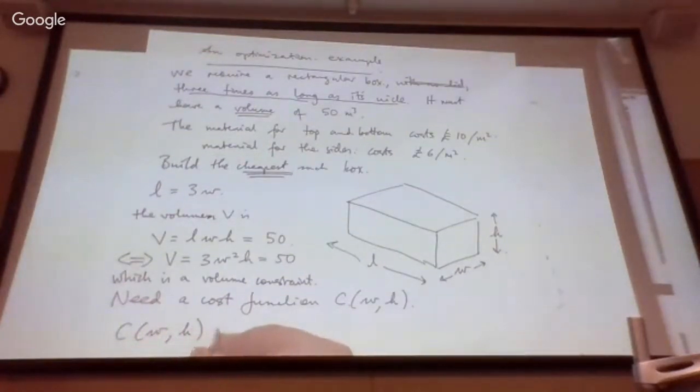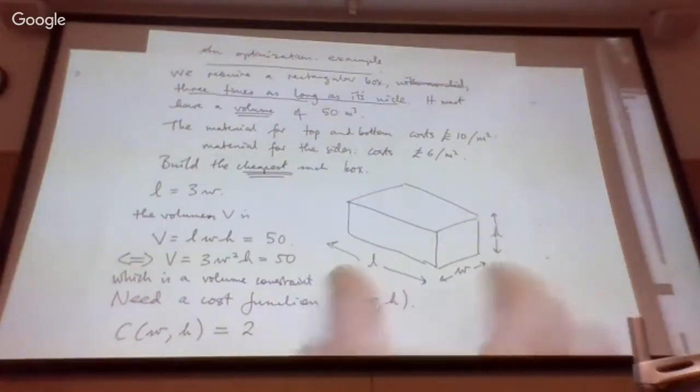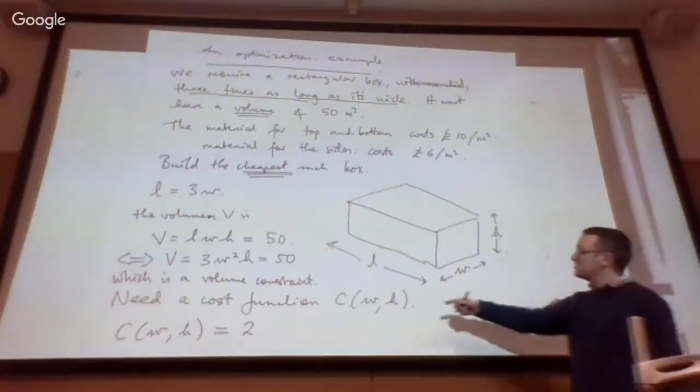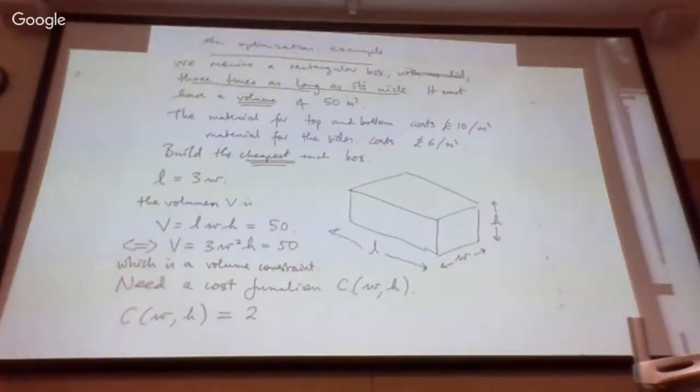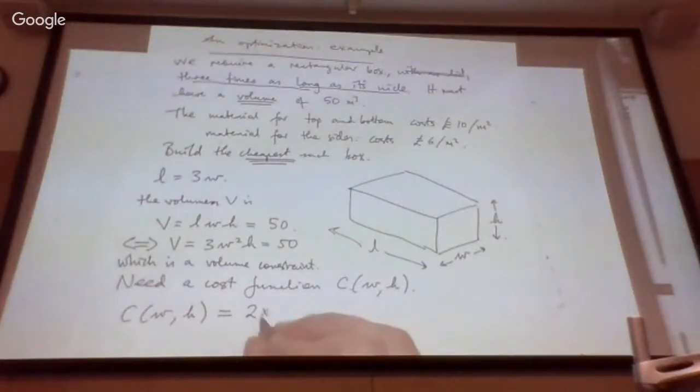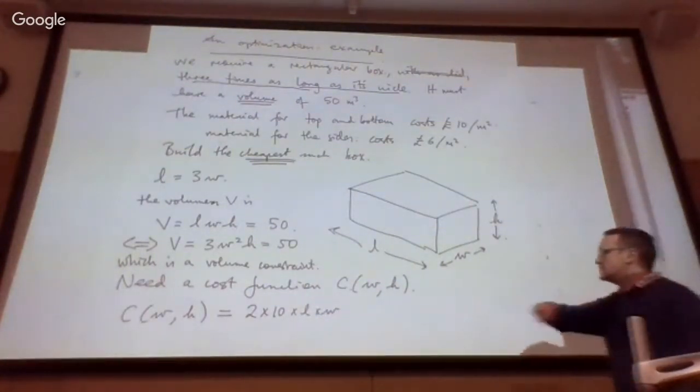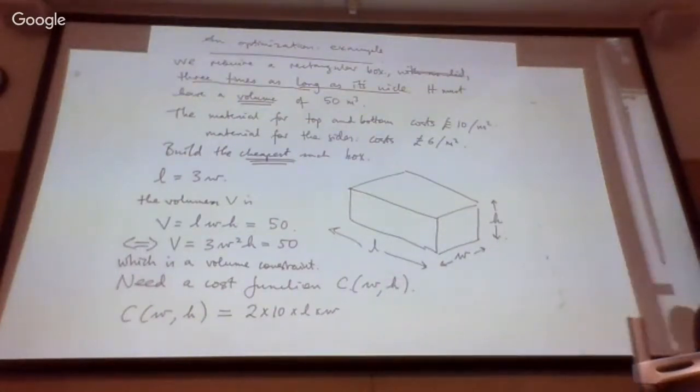Well, the top and bottom cost 10 pounds per square meter. So there's two of those sides. The area of the top and bottom is L times W. And each of those costs £10 per square meter. Put in the L's. We'll get rid of the L's in a second.